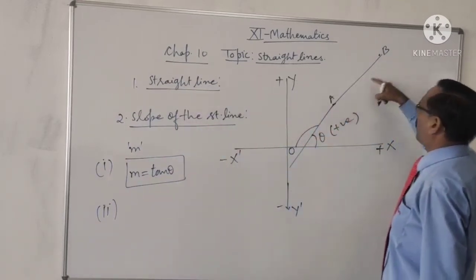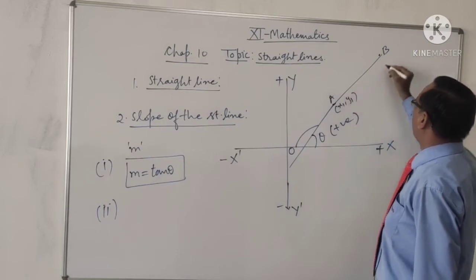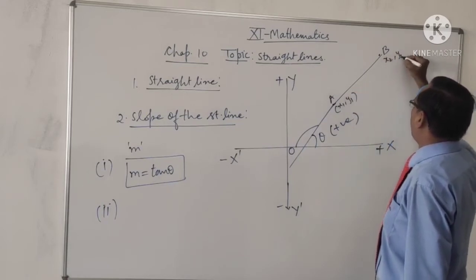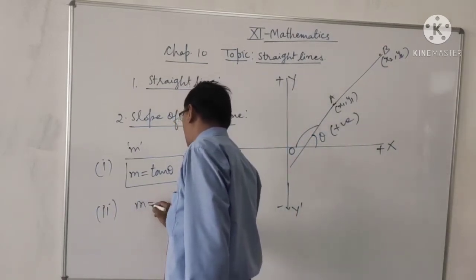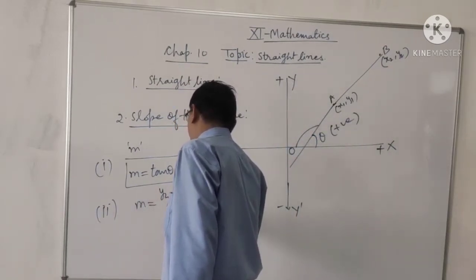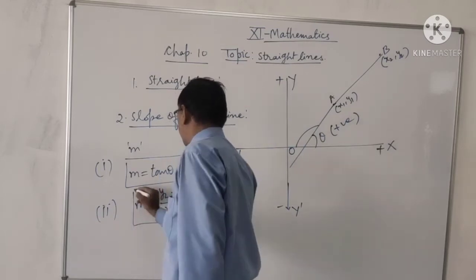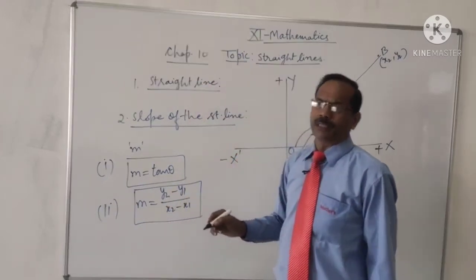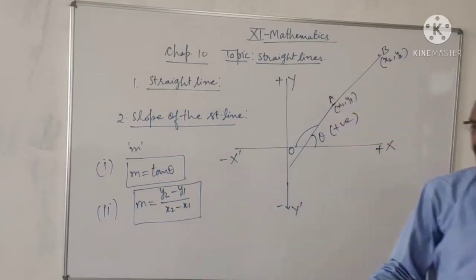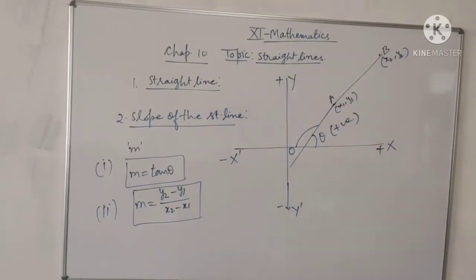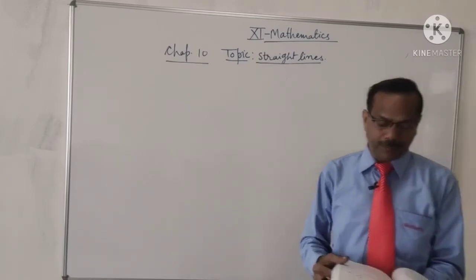Now, there is one more method to find the slope of the line. If we take 2 points on the line, and the coordinates of A are x1, y1 and the coordinates of B are x2, y2, then there is one more formula for the slope. It is m equal to (y2 minus y1) upon (x2 minus x1). From these two formulas, we can find the slope of the line.